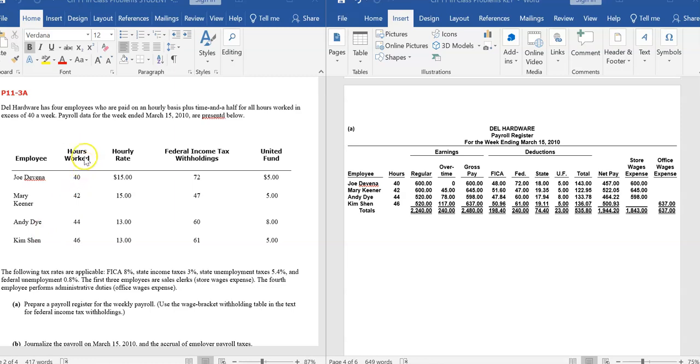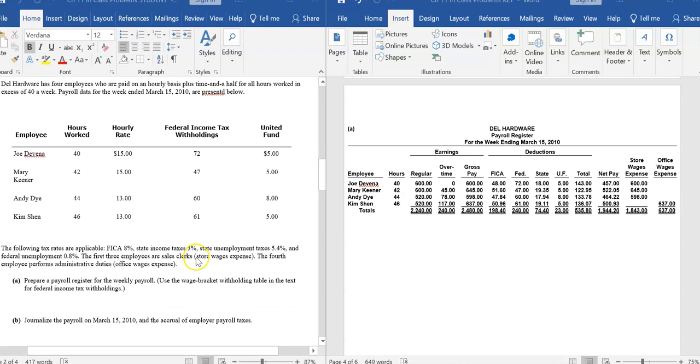For employees, we have the number of hours worked, their hourly rate, and the amount of federal income tax withholdings. And it looks like all employees are giving a charitable contribution out of their pay to the United Fund. The following tax rates are applicable. For FICA, there's an 8% tax rate. State income taxes are 3%. State unemployment taxes are 5.4%, and federal unemployment is 0.8%.